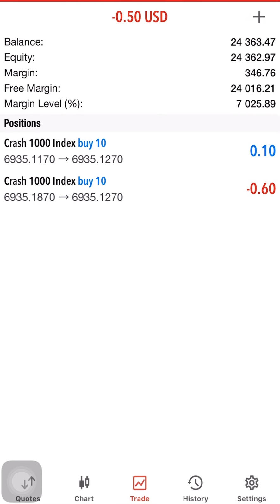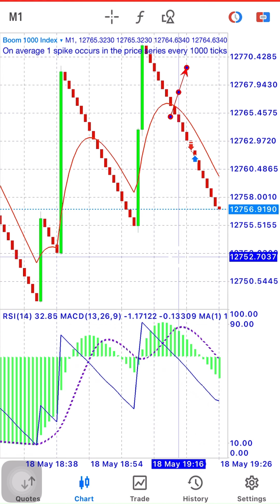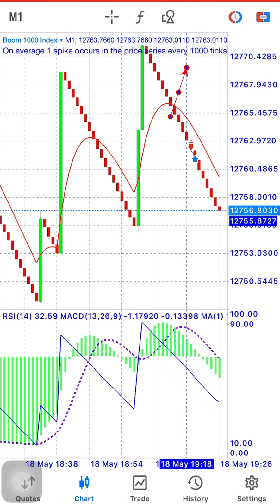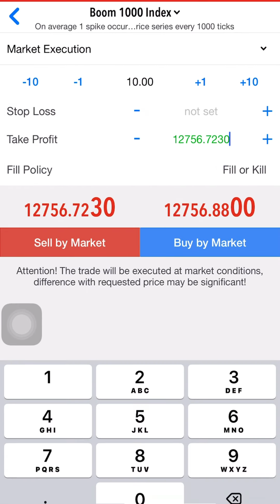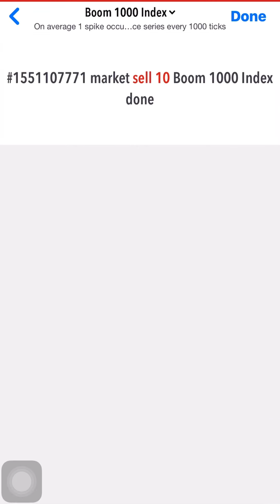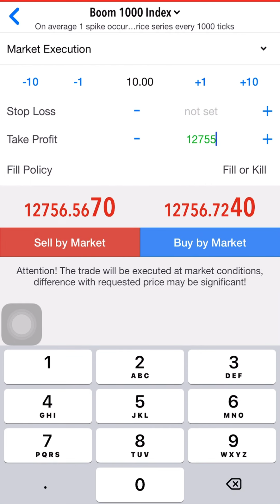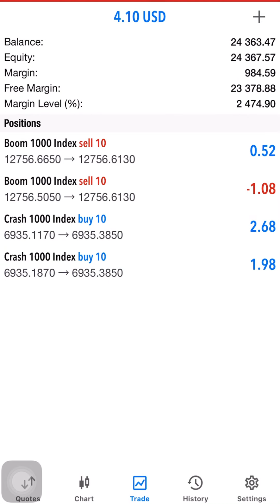Now let's check Boom 1000 again. We might just be able to take one candlestick, just one candlestick, 55.8520, sell. Okay, now we've done that.